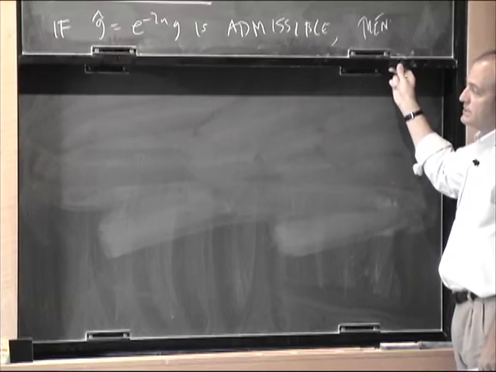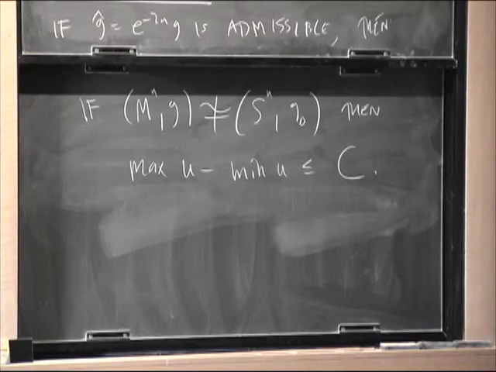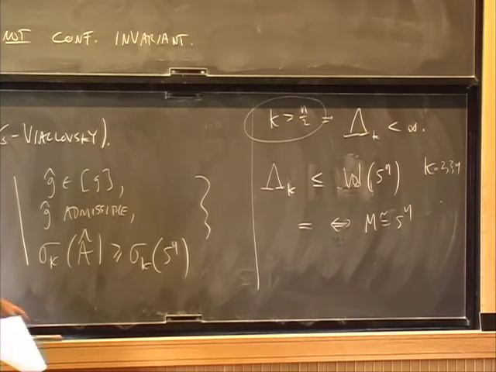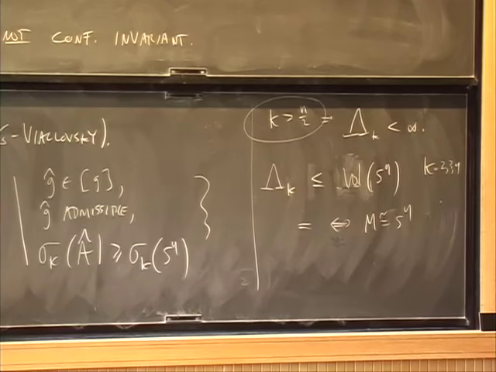It says that if, again, your manifold is not conformally the sphere, then the max is controlled by the min. Now, let me go back to the sharp result, which says that the integral of sigma 2 is bounded by the integral of sigma 2 on the sphere, and talk a little bit about that.